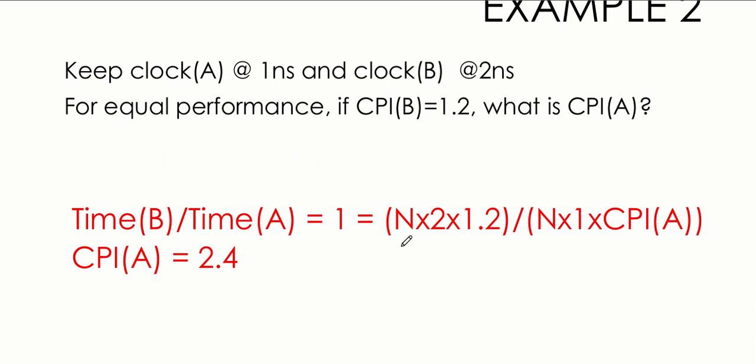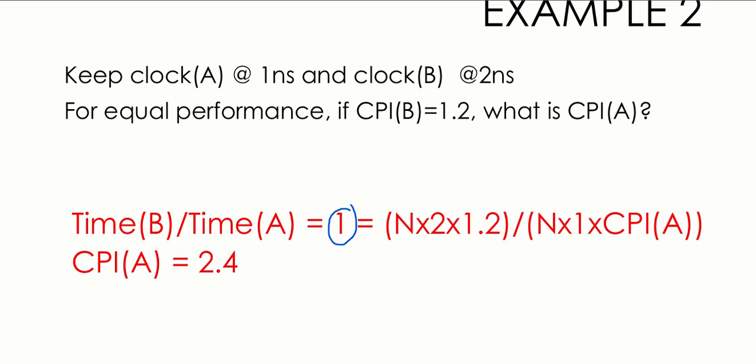So time of B just becomes n times 2 times 1.2, and the time of A is given as what? N times 1 times the CP of A. We don't know the CP of A, but we know that at the end of the day, the performances are equal, so the ratio of the times is 1, right? Now, this will end up in just a simple equation, right? When you solve, you end up with the CP of A as what? 2.4. Not very much of maths here.